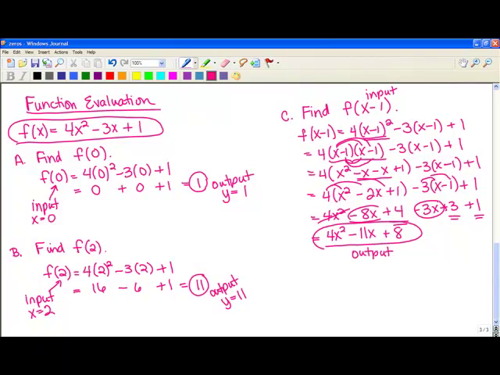That's a look at how to evaluate a function. Basically what you're doing is plugging in a number and simplifying, or if you have an expression, a couple terms to plug in, you might use FOIL and the distributive property.